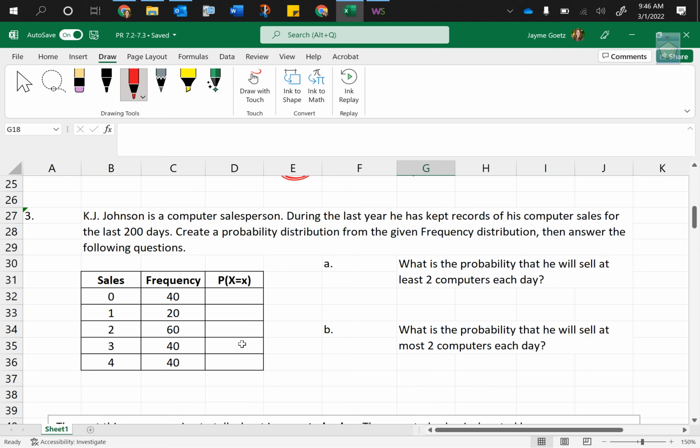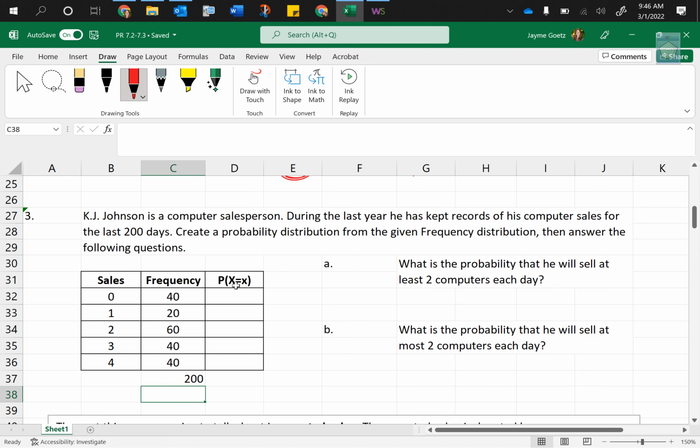To figure out the probability distribution, all we have to do is take the frequency and divide it by the total. So the first thing we're going to do here is find the sum of all of my frequencies. So you're going to type in equals sum, and you're going to highlight all the numbers you want to add together. What is my sum? 200. Well, here's the thing. We already know that. It tells me here he kept records of his computer sales for the last 200 days, so it should be that. I did that so I could use the number, though.